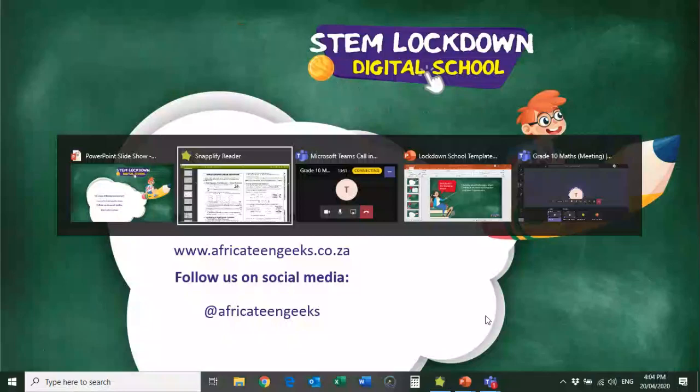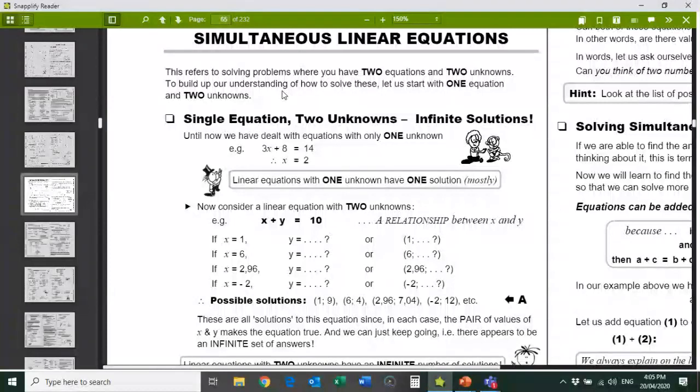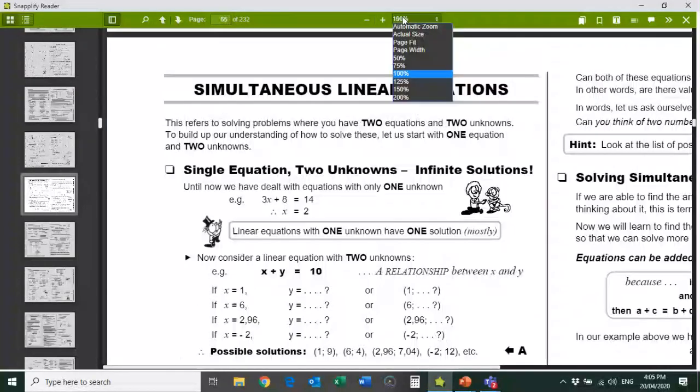Let's look at this. It says this refers to solving problems where you have two equations and two unknowns. To build up our understanding of how to solve these, let's start with one equation and two unknowns. Basically it's just what we did in the previous lessons.